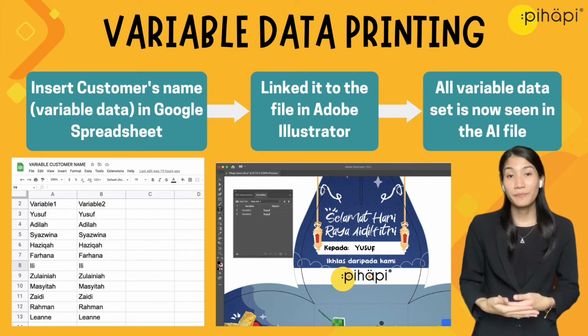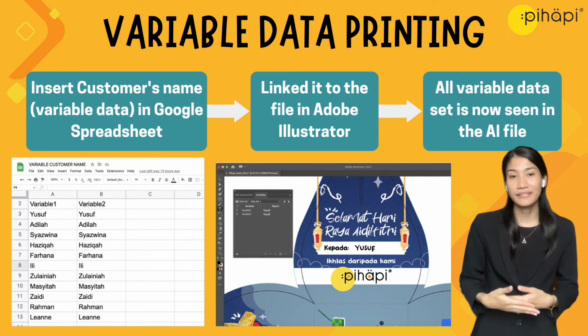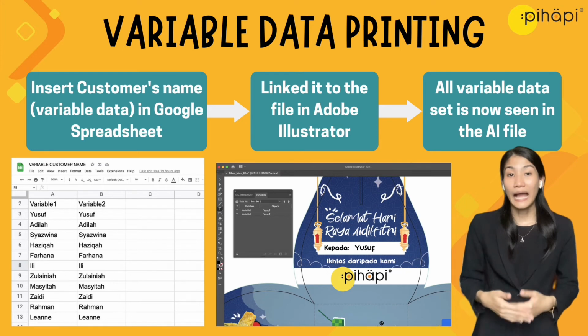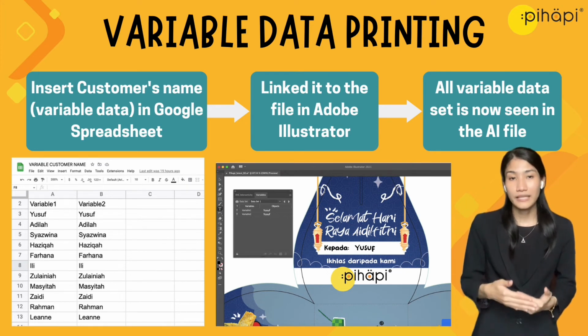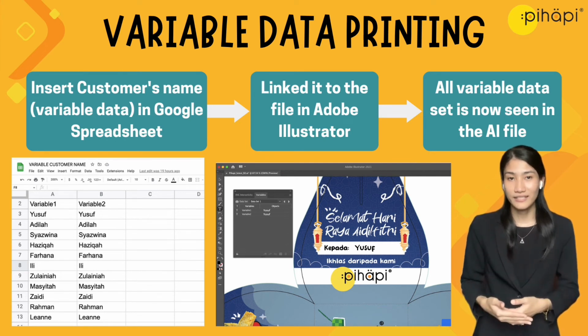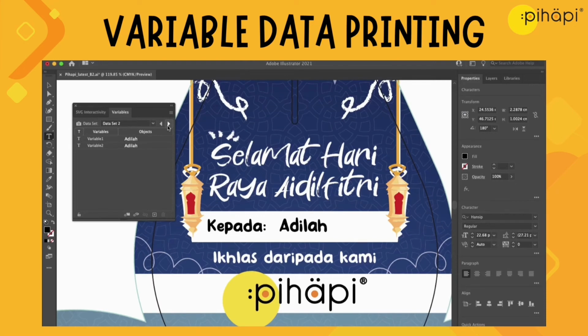The next part of the presentation is the variable data printing process. Since the packaging is personalized for each customer, I need to input the data on the customer's name in the Google spreadsheet and save it as a CSV file. The file is linked to the Pihapi's file in Adobe Illustrator. All variable data of customer's names that is generated will ease the printing process. The next slide shows the outcome of inserting variable data of customer's name.